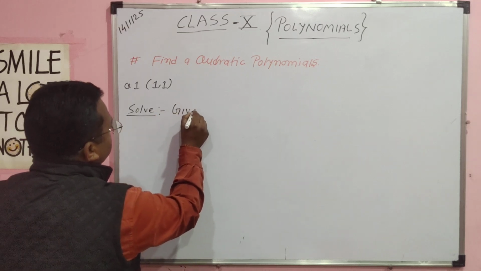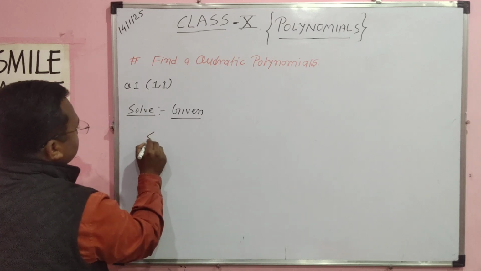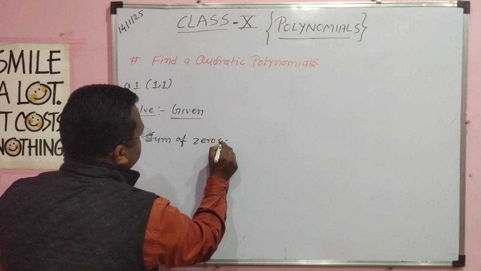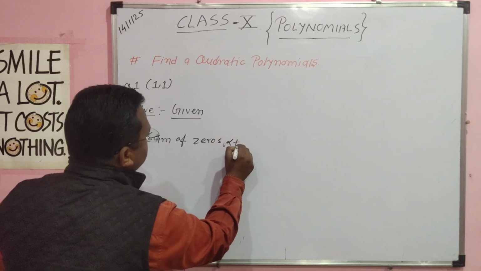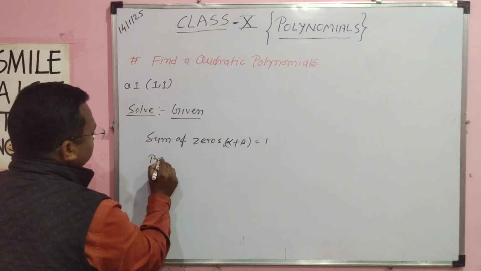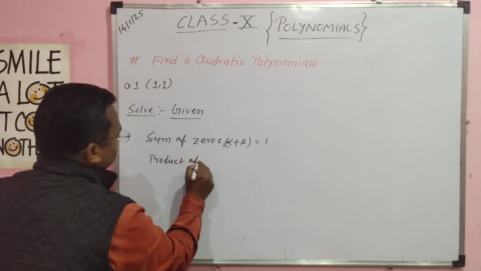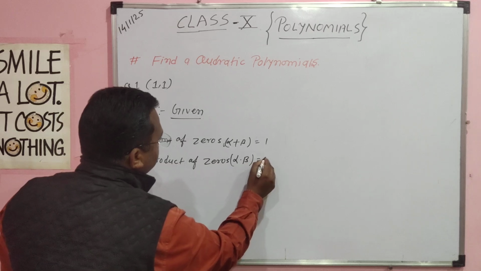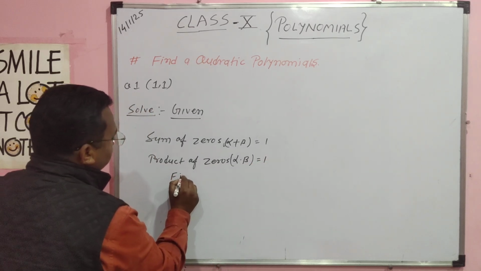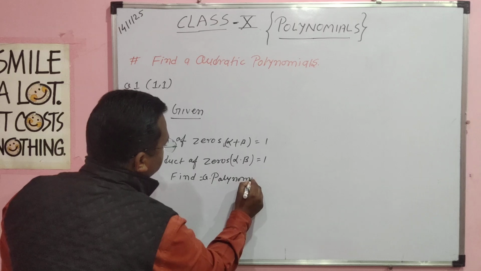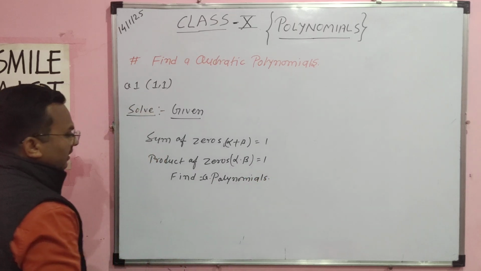So our solution is that given is sum of zeros, alpha plus beta, equal 1, and product of zeros, alpha into beta, equal 1, and you have to find the quadratic polynomial. Clear?